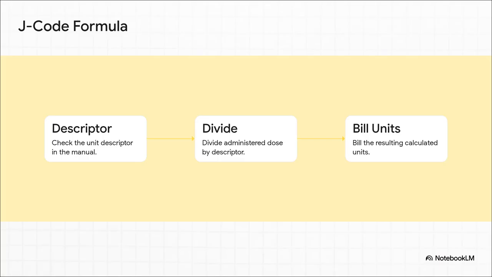Let's move on to number 2, J-code math and injectable drugs. For codes in the J0120 to J9999 range, which cover your injectables, biologicals, and oral chemo agents, please never just bill one unit simply because there was a single injection. No way. Here is your masterclass formula to avoid that trap. Step 1, check the unit descriptor in your manual. Step 2, divide the administered dose by that exact descriptor. And Step 3, bill those calculated units.